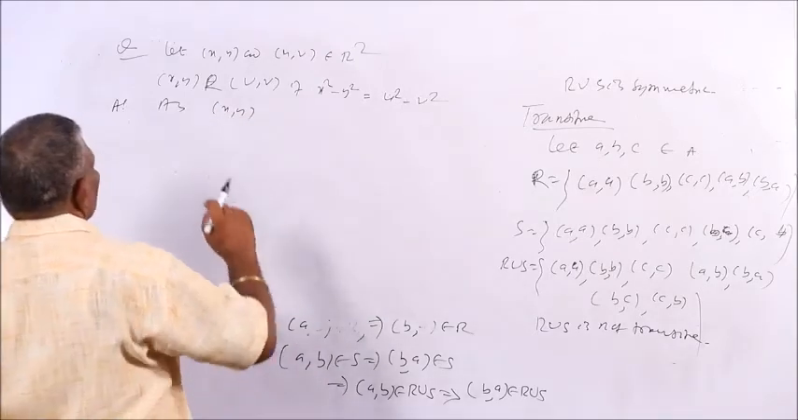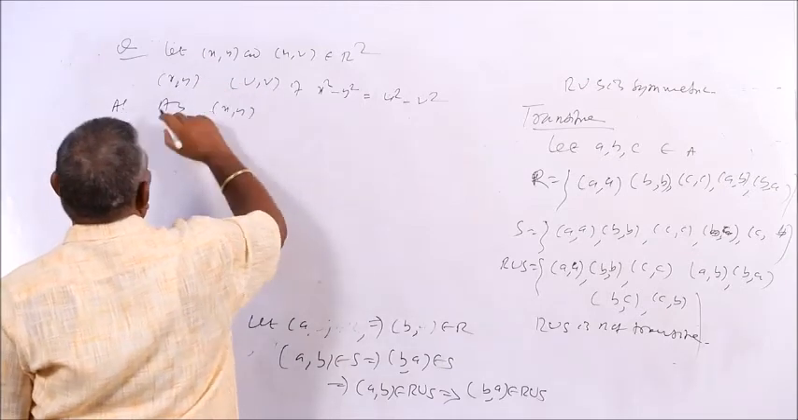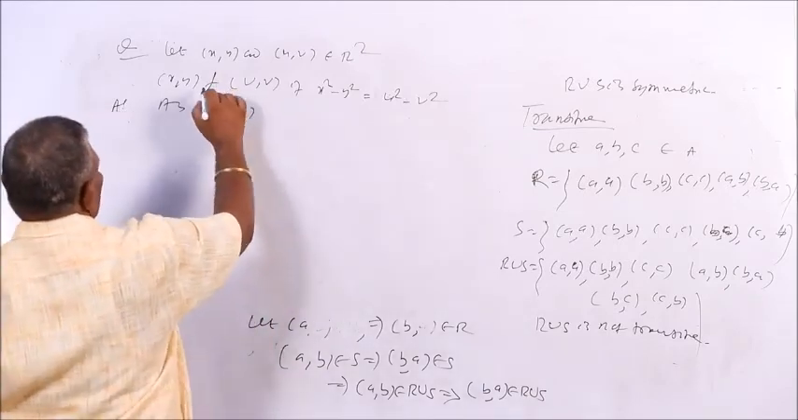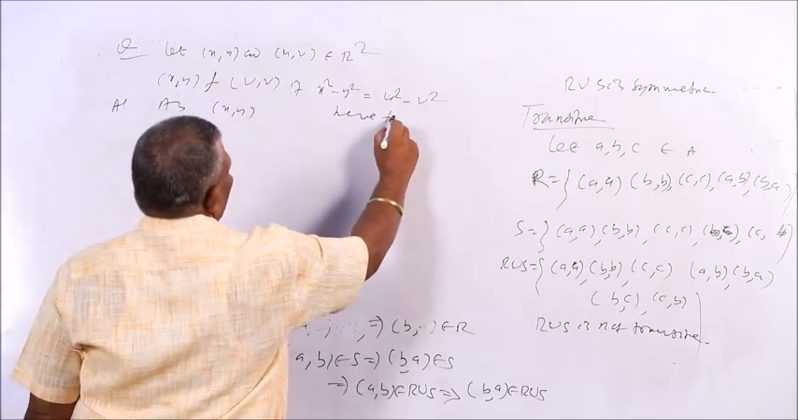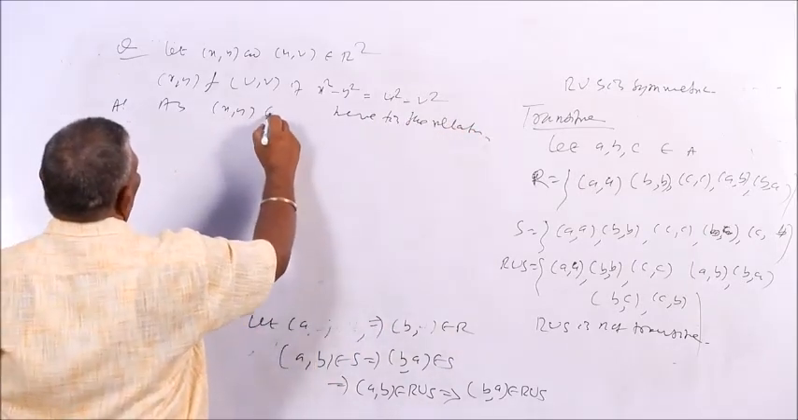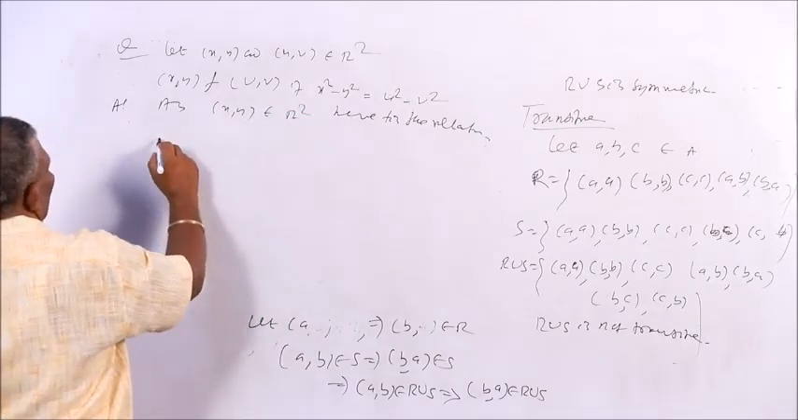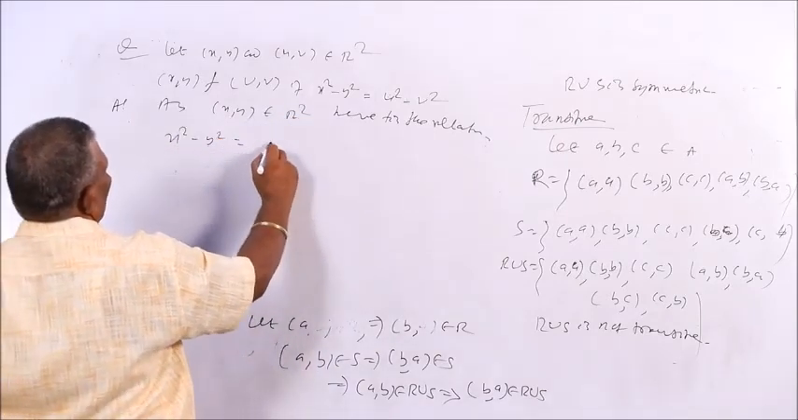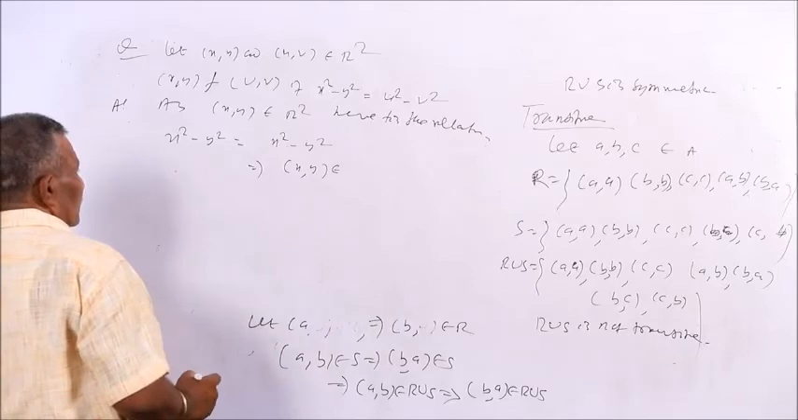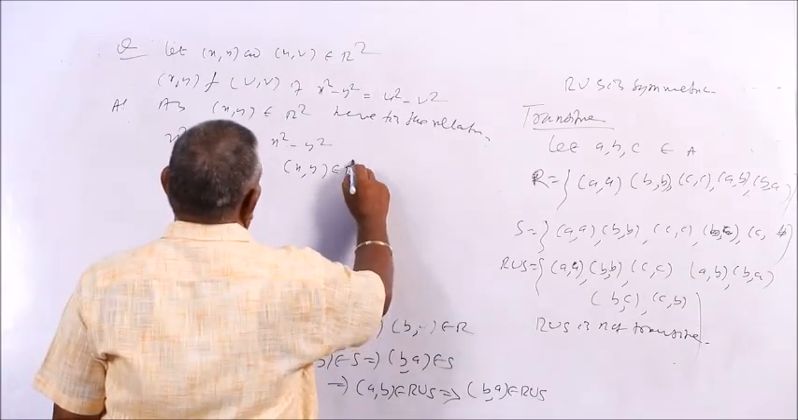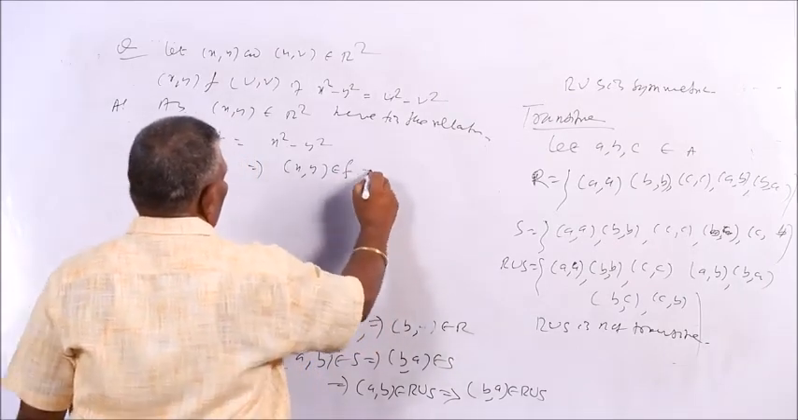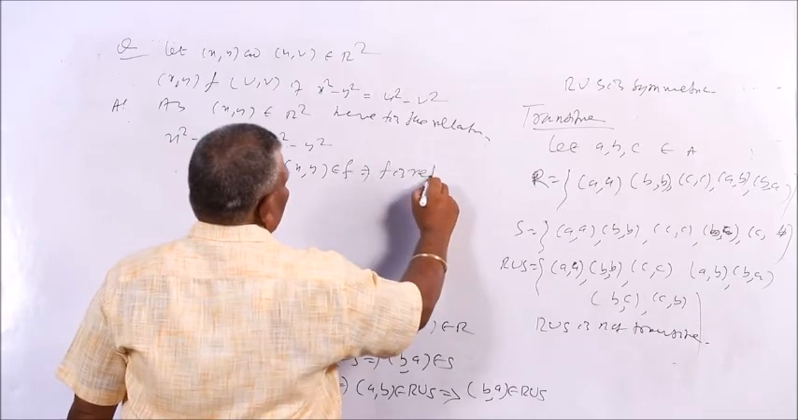Let us, for no confusion, call the relation f. Here f is the relation. (x, y) belongs to R square, x square minus y square equals x square minus y square, implies the ordered pair (x, y) is related to itself, that is, (x, y) belongs to f. So f is reflexive.